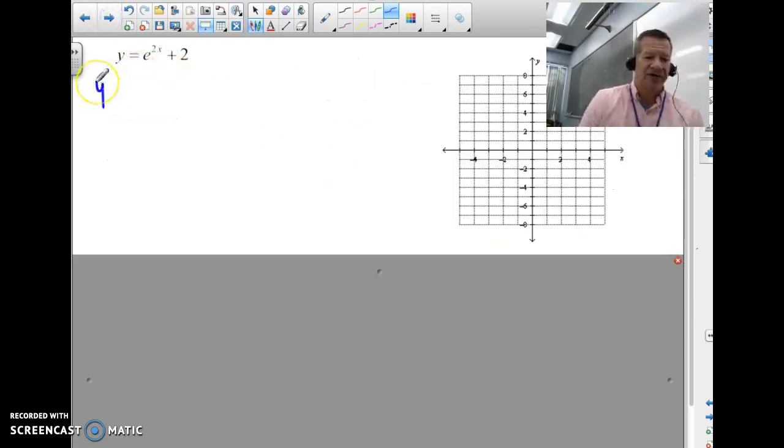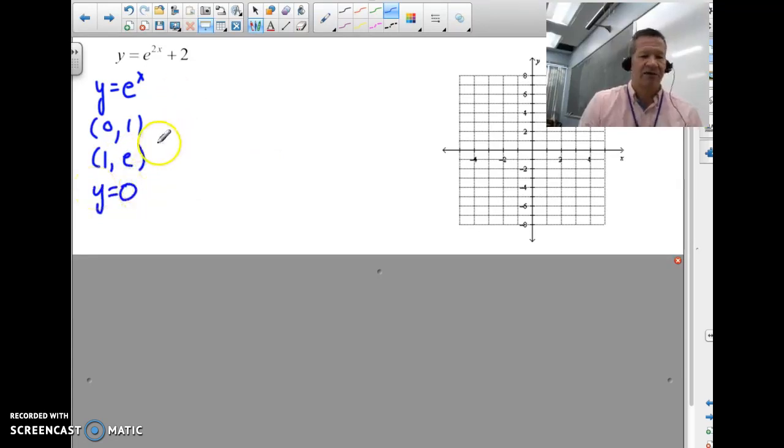My parent function here, now you can see the base is e, which again is about 2.7, to the x power. So what points does it go through? Well, e to the 0 is 1. E to the first is e. Don't call it 2.71828 yet. That's goofy. And again, we have an asymptote at y equals 0.